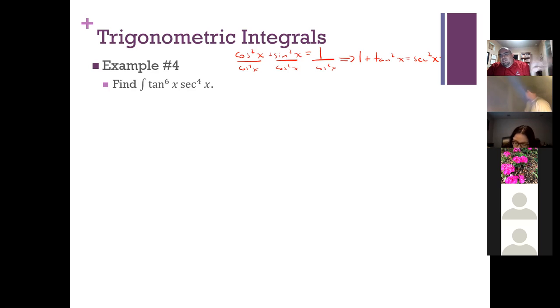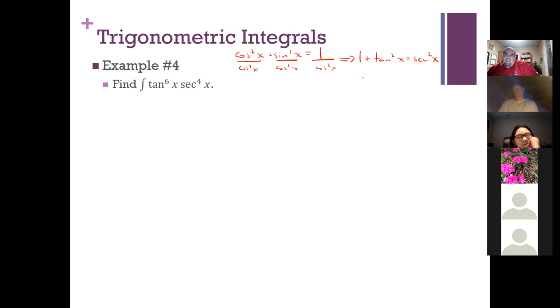Basically, whichever one of those powers is odd is going to help you a lot, because you know you need to have one more power of sine. As you can see, you don't really have that guidance here. Both of these powers are even.